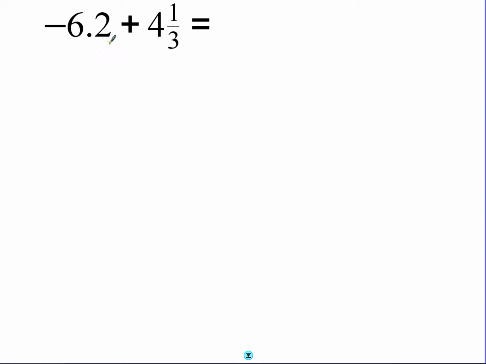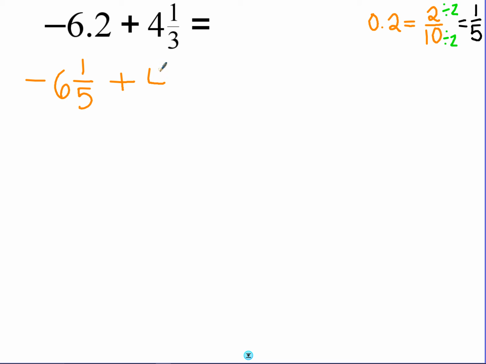The 0.2 I'm going to write over here, and I purposely said it that way because if you read this correctly, it would be 2/10, and that is how we write the fraction, 2/10. In this case, I can actually divide the numerator by 2 and the denominator by 2 to simplify the fraction. It's not that you have to simplify it, it's that it makes the numbers smaller, which in turn makes the problem easier. So, my first step is to rewrite this as negative 6 1/5 plus 4 1/3.